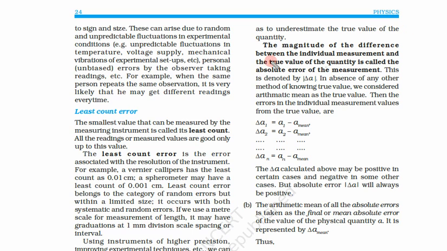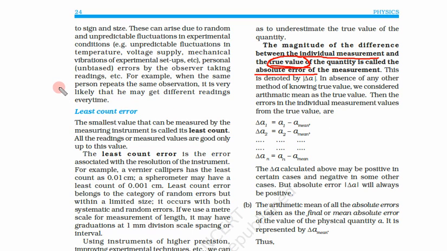The magnitude of the difference between the individual measurement and the true value of the quantity is called the absolute error of the measurement. So what we are saying here is, suppose there is a true value of a quantity, and there is the individual measurement that we have done, the difference of them is called absolute error in the measurement. Suppose we have some standard value, then we can easily calculate it by comparing with that true value.